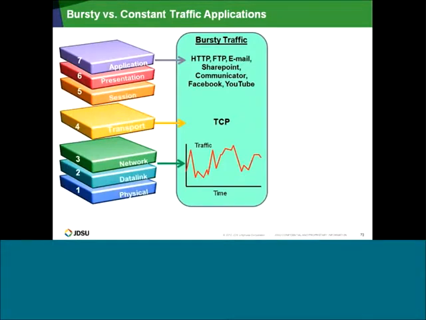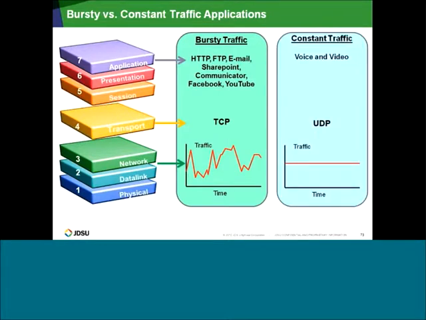Now, bursty versus constant traffic applications, okay? Most of the applications today are bursty applications. So for example, HTTP, FTP, email, SharePoint, all the social networking, okay? Now, we've typically been able to test the network layer, the data link layer, and the physical layer. But the gap has always been the transport layer, which is being used by all of these bursty applications that we're using on our mobile phones, on our internet, at home, and they're all using TCP. So we need to test TCP.